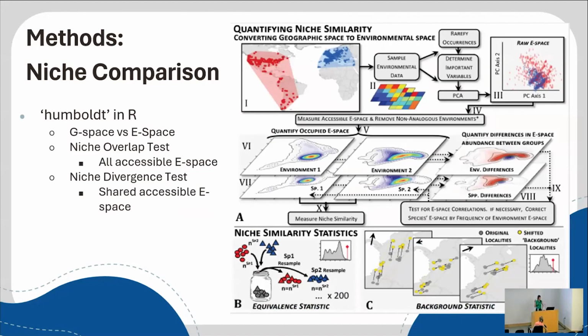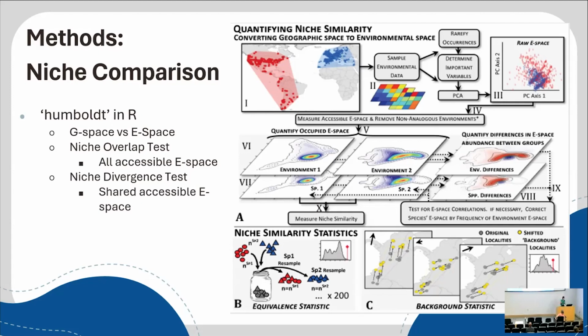For methods, I also did some niche comparison. I wanted to see, these species are sharing a range. Are they also sharing their ecological niche, or are they utilizing different environmental variables within that range? So I used Humboldt in R. And this is a cool package because you can quantify niches in geographic space, so on a map, and then you can also quantify your niches in environmental space. So just the suite of environmental variables that these species like to live in.